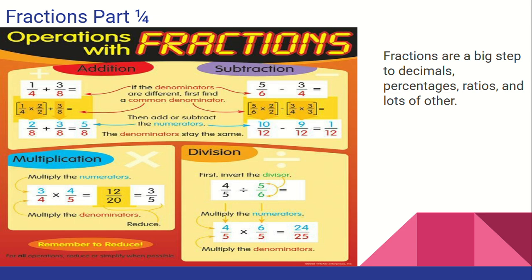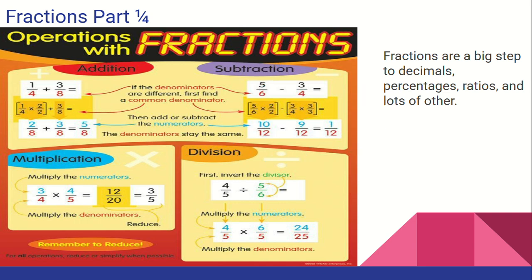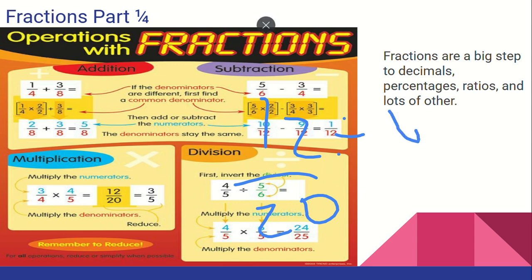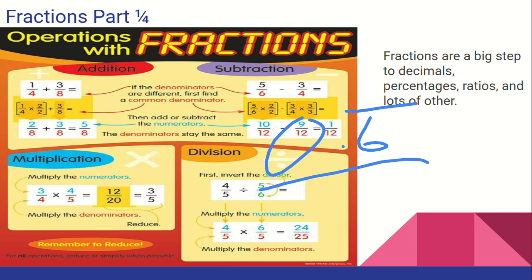Multiplication, to be honest, I feel like this is the easiest operation. Because look, 3/4 times 4/5. All you do is just multiply. 3 times 4, 12. 4 times 5, 20. Remember to reduce or simplify. We can divide both by 4, and that'll get 3/5. Can we divide them by anything else? Yes, but that'll become a decimal. We don't want that fraction.